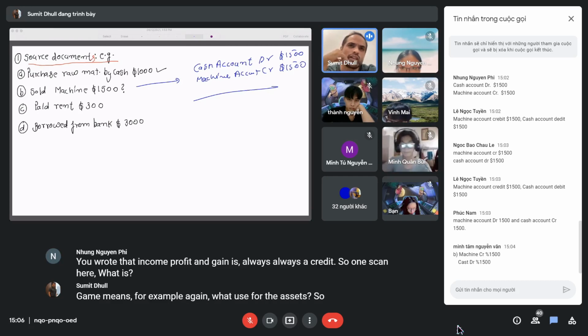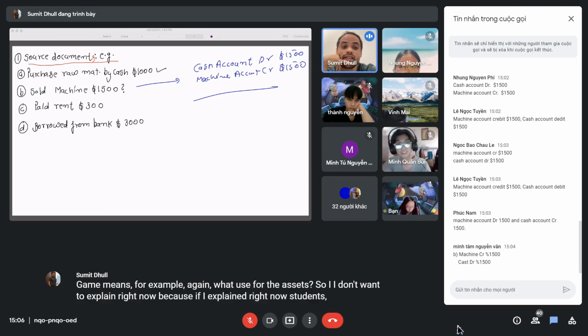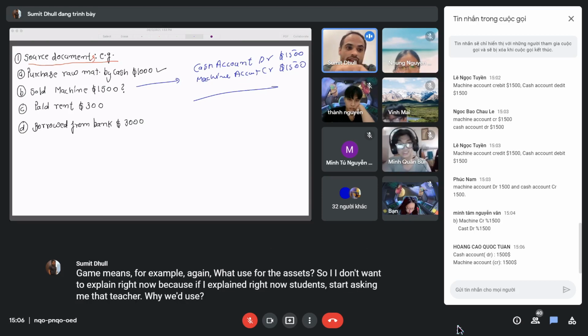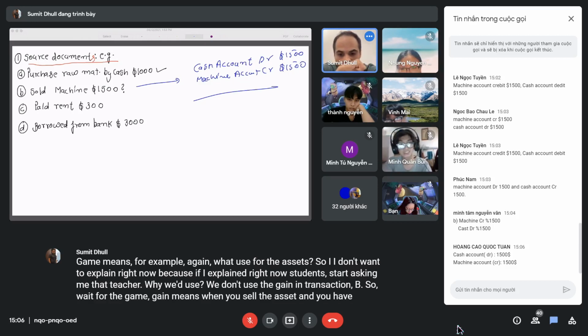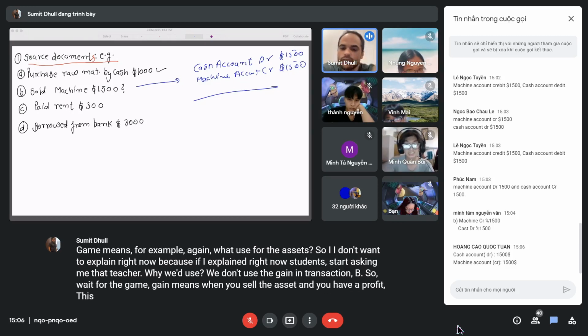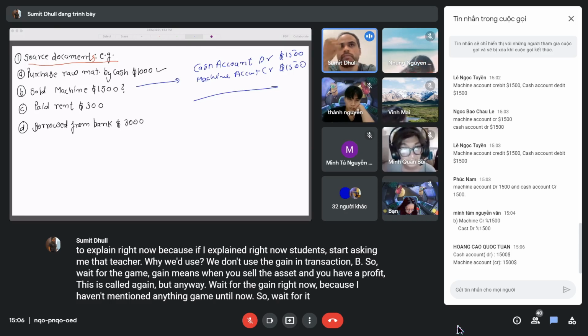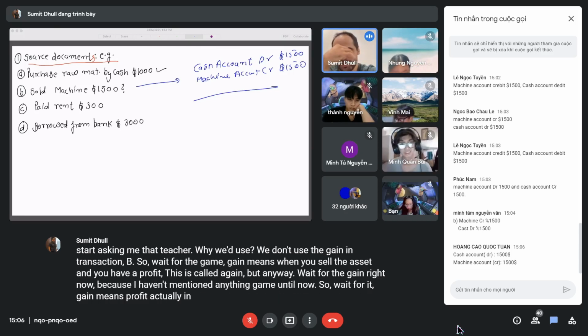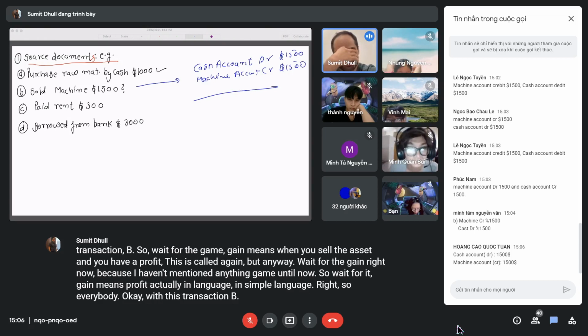So I don't want to explain right now, because if I explain right now, students start asking me, teacher, why we don't use the gain in transaction B. So wait for the gain. Gain means when you sell the asset and you have a profit. This is called gain. But anyway, wait for the gain right now, because I haven't mentioned anything about gain until now. So wait for it. Gain means profit, actually, in simple language. Right? So everybody okay with this transaction B, source document B?